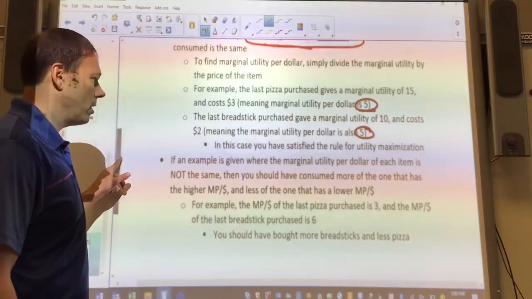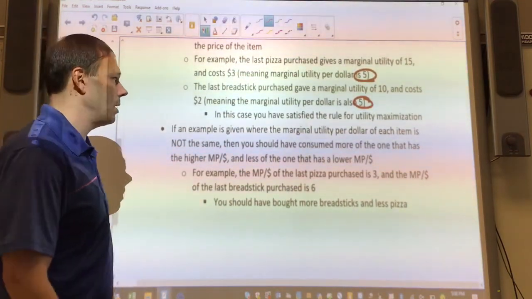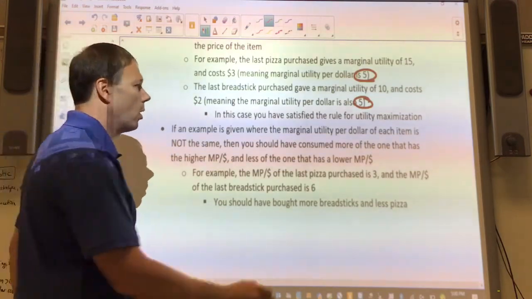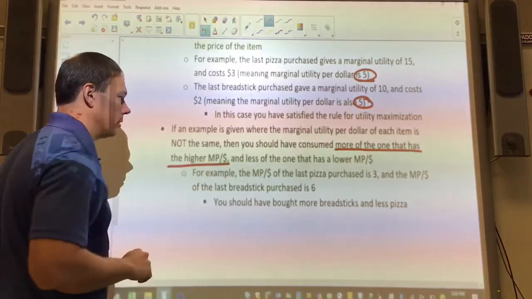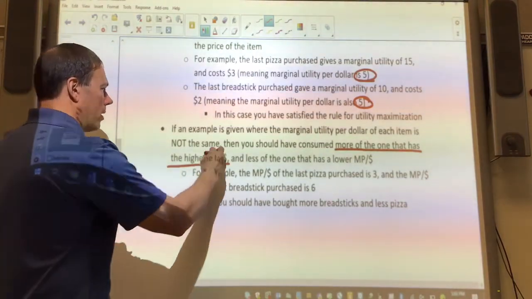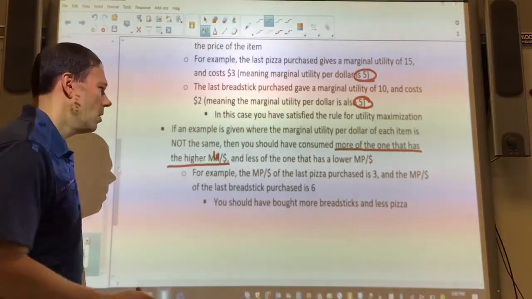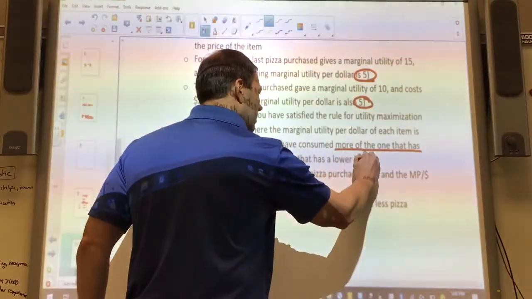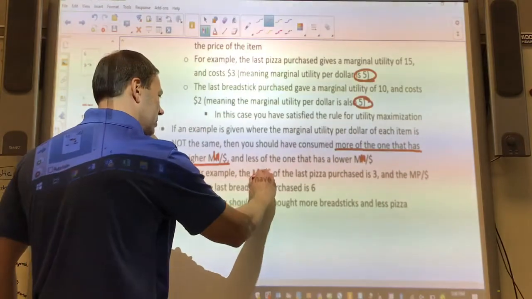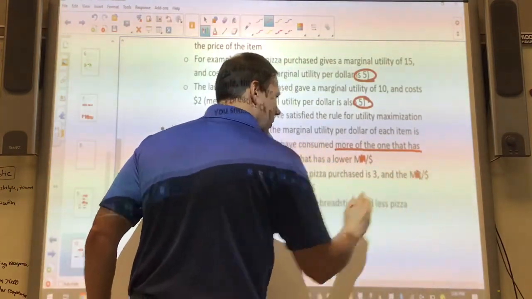What happens when they're not the same? Well, when they're not the same, you always want more of the one that has the higher marginal utility per dollar. I put MP up there, oh my God, no, I wrote it out. These should all be MUs. I will make this correction before I send this out. Okay.